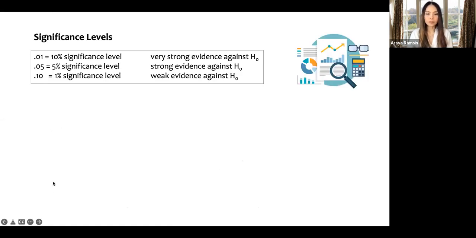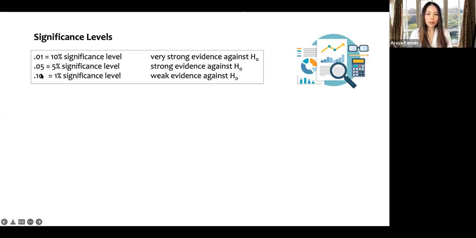So here are other significance levels that can also be used. You can have the alpha set at 0.01, 0.05, or 0.10. Alpha set at 0.01 means a 1% significance level, and if you can reject the null at this level, it means you may conclude that there is very strong evidence against the null, very strong.